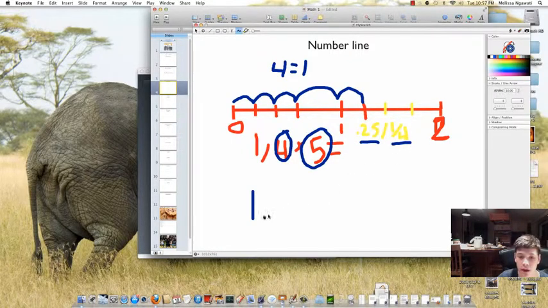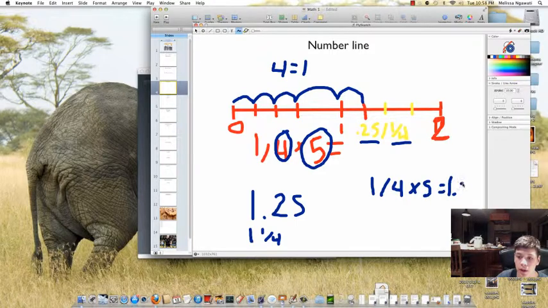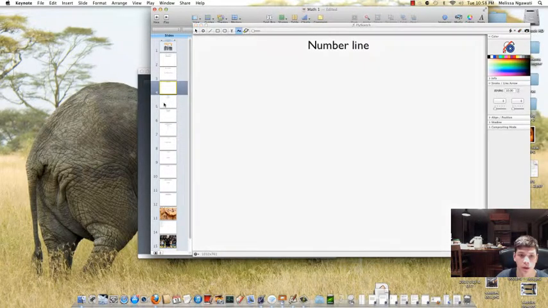Or if you want to do it in fractions, 1/4. So we can either write it as 1 1/4. So the answer to 1/4 times 5 is 1.25, or 1 1/4. You try.